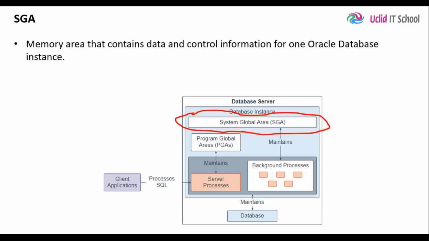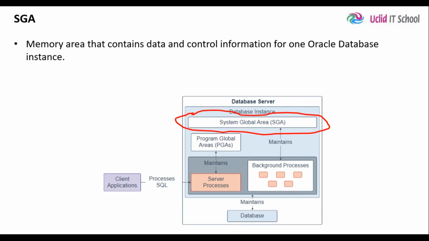On the other hand, the Process Global Area is specific to a particular process. Only that process can use it, so that's why it is private memory. SGA is shared memory. PGA is private memory. So first, let us understand SGA. SGA is very complex. There are many components inside SGA. Today we will understand all those components and other things.